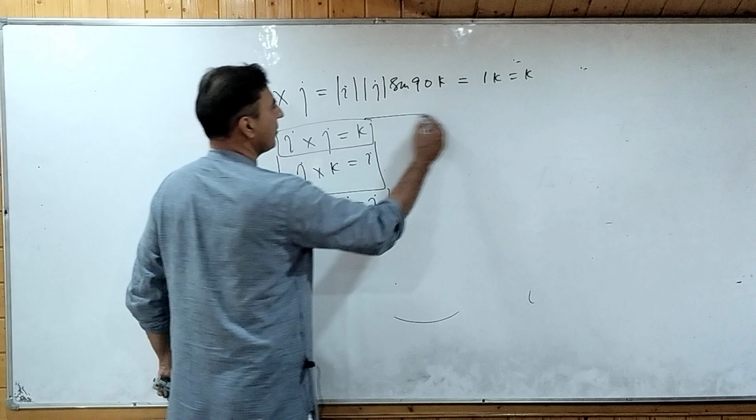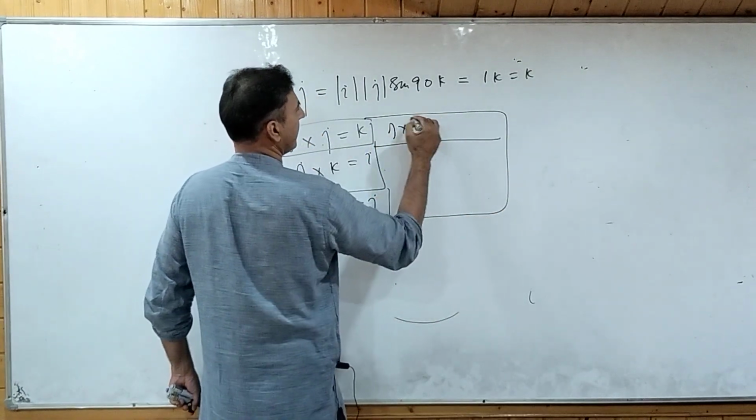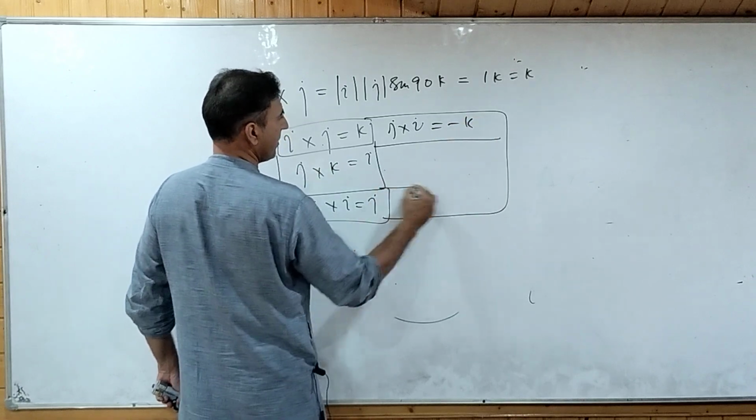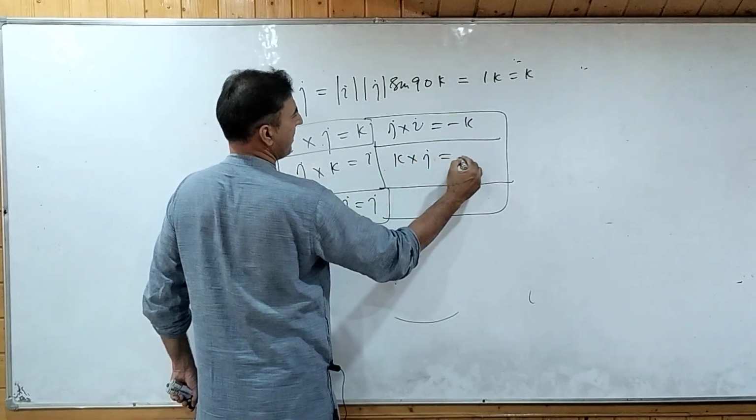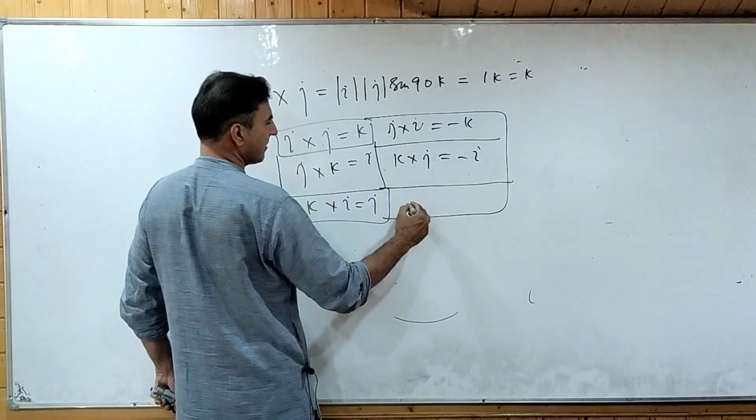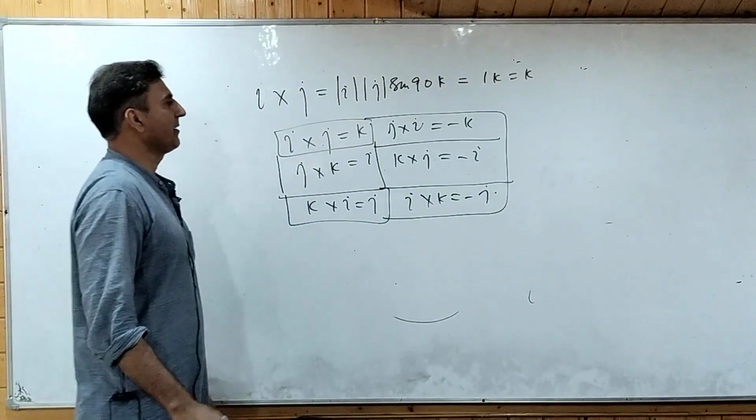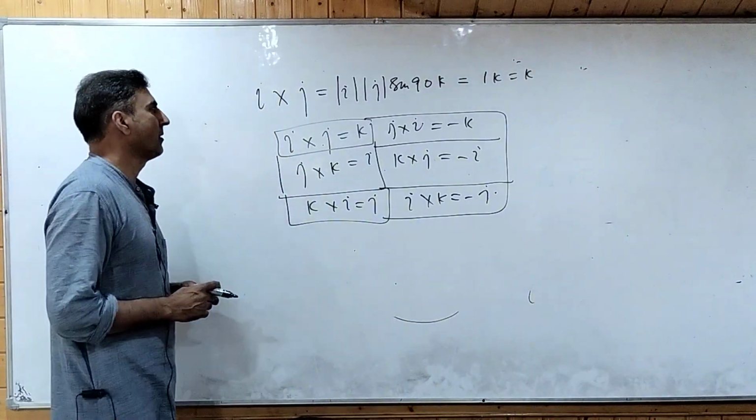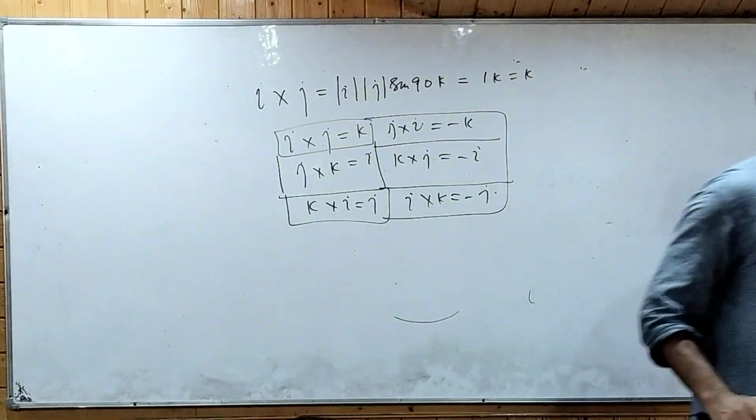अच्छा, अगर इसका उल्टा लिया जाए तो क्या होगा? Suppose J cross I, that is minus K, और K cross J, that is minus I, and I cross K, that is minus J. That is all. That you have to remember now. First understand, then you try to remember, because finally you have to apply these things.